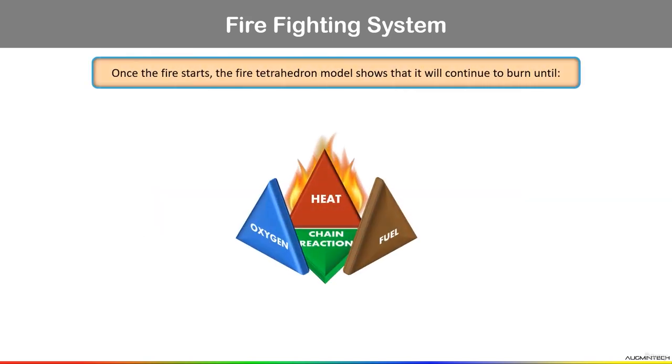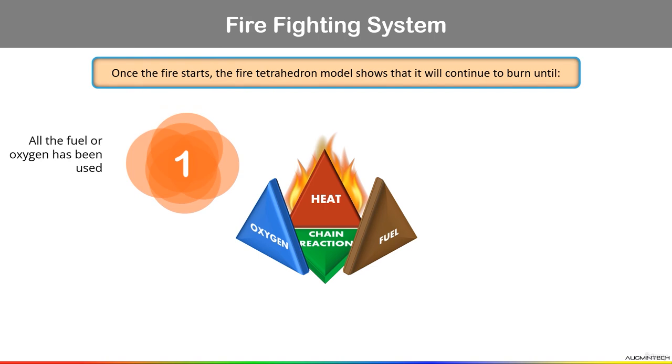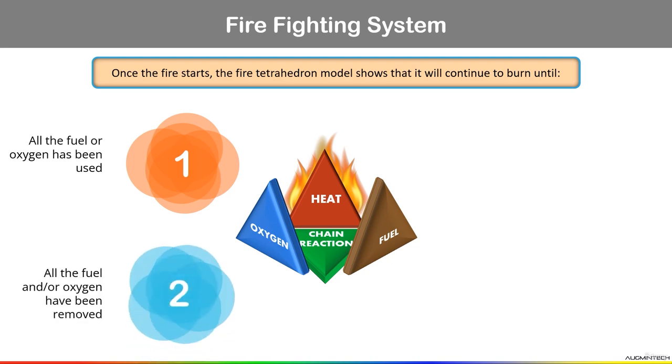Once the fire starts, the fire tetrahedron model shows that it will continue to burn until all the fuel or oxygen has been used. So we know that a fire will continue to burn until this fuel or oxygen has been used. Second, fire will continue to burn until all the fuel and oxygen have been removed.